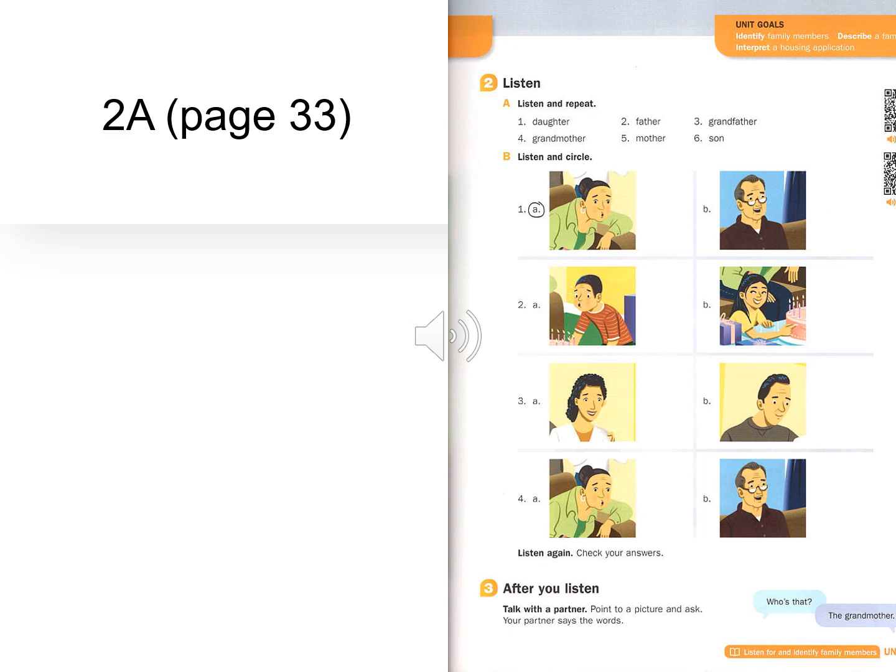1. Daughter. 2. Father. 3. Grandfather. 4. Grandmother. 5, Mother. 6, Son.